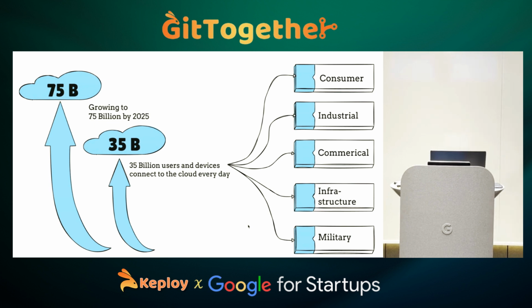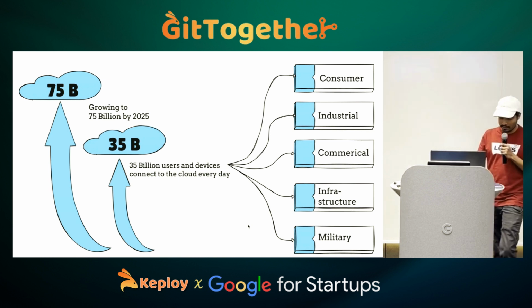Not only that, there are consumer, industrial, commerce, infrastructure to run a company, military systems, everybody using the cloud. There is a movement of moving to the cloud, right? That's why you see names like cloud native and all those kinds of things.